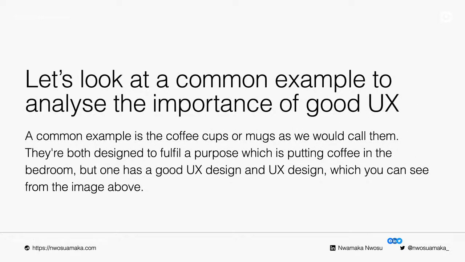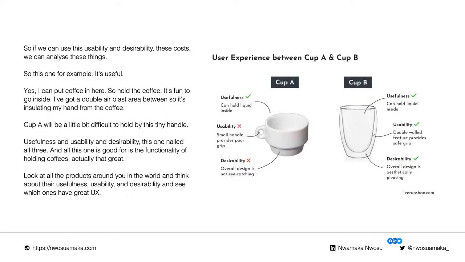Then let's look at a common example to analyze the importance of good UX. So when we talk about UX, and as I've been buttressing from the start of the class, we're looking at the user experience and how it's going to work. So I'm going to dwell on these particular images, cup A and cup B. Now, from what you have here, you can see that we have two different cups, or mugs as I would call them. And as I earlier stated, when you're creating a product, it has to be useful, it has to be usable, and it has to be desirable.